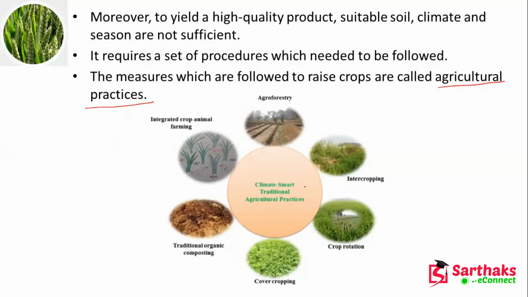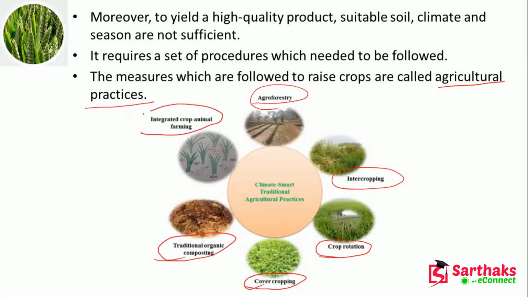Here we have some traditional agricultural practices, that is, climate smart agriculture: traditional agricultural practices like agroforestry, intercropping, crop rotation, cover cropping, traditional organic composting, and integrated crop animal farming. So even if the weather is good and the soil is good, getting high quality and large scale products is not enough. Another thing we have is the agricultural practices.